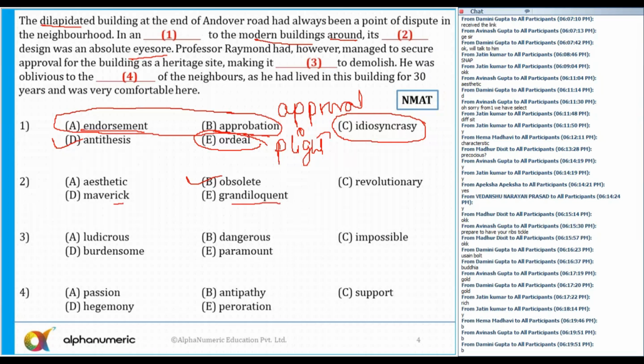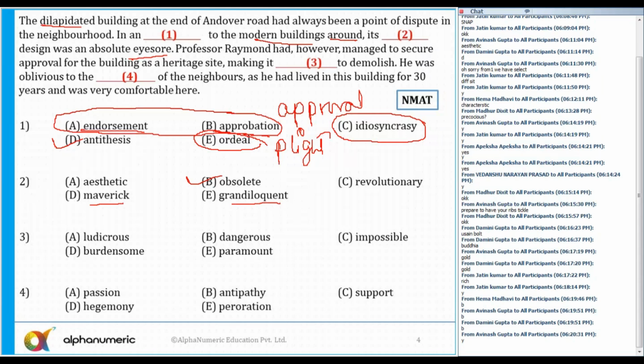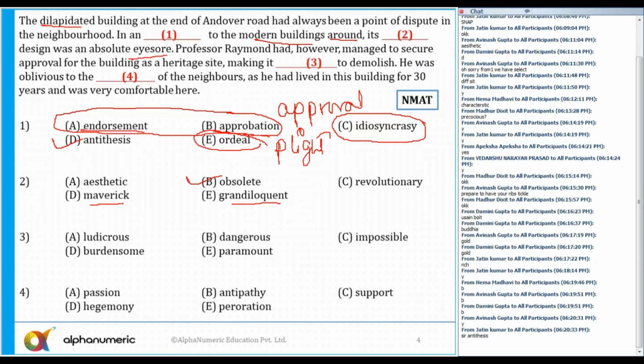Maverick, you know who the maverick is? Maverick is a person who does things differently. Such a person is called maverick. Okay, is this clear? Okay, next one. Now, something is an eyesore.